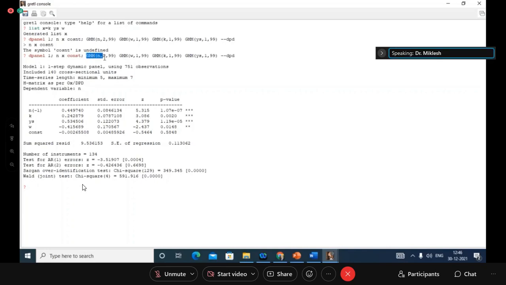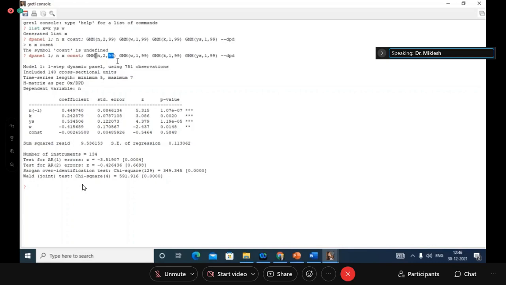GMM N 299. What is the meaning? It says create the instrumental variable of DV. N is my DV, isn't it? Create the instrumental variable of my DV from lag second to lag 99 maximum. Actually, you will be giving the command, but as per the suitability, as per the appropriateness, it captures the instruments.